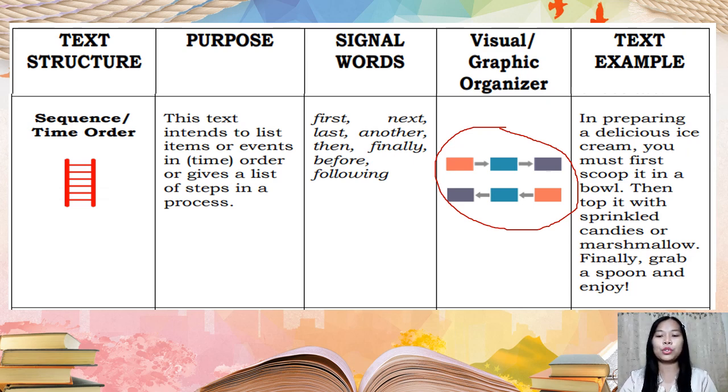So what's an example for the text structure on sequence or time order? In preparing a delicious ice cream, you must first scoop it in a bowl. Then top it with sprinkled candies or marshmallow. Finally, grab a spoon and enjoy. So if you can see, there is the flow or the sequence of how we are going to prepare a delicious ice cream. And we are guided through the signal words that are used in the text. So again, that's sequence or time order.